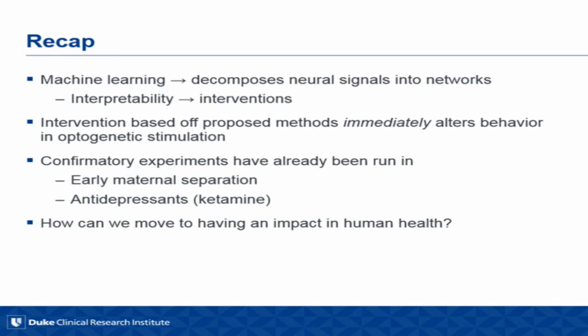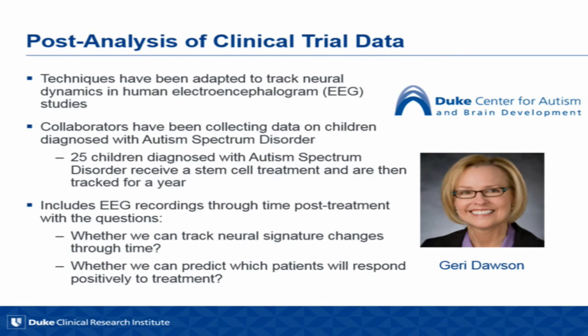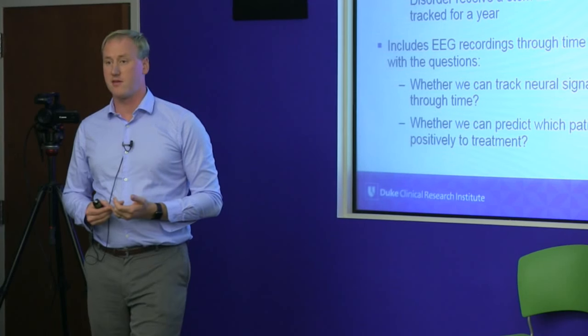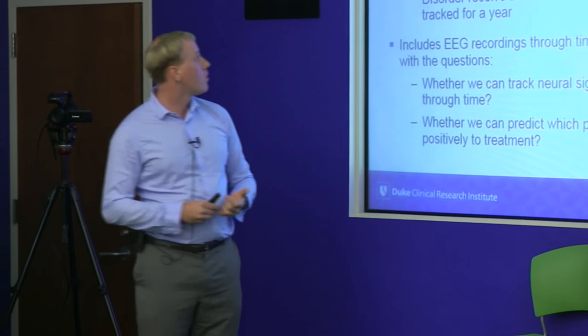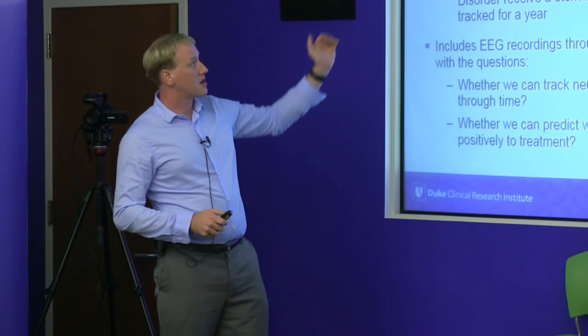And so the last question here is, this is great, right? However, this is DCRI, the Clinical Research Institute. We primarily care about humans here, not necessarily animal models. And so how can we actually move to having an impact in human health? I wanted to briefly tell you about what we're doing with the Autism Center. We've actually adopted these techniques.